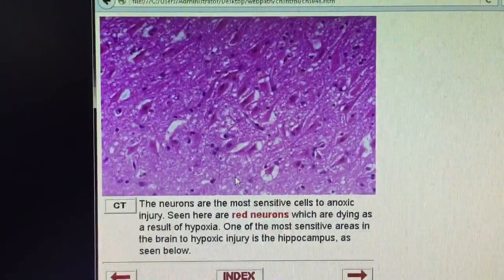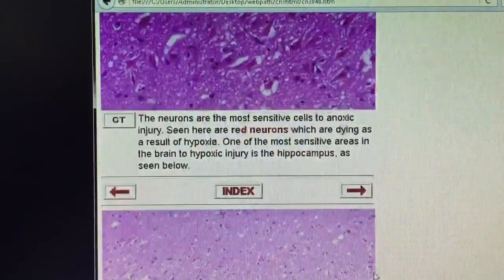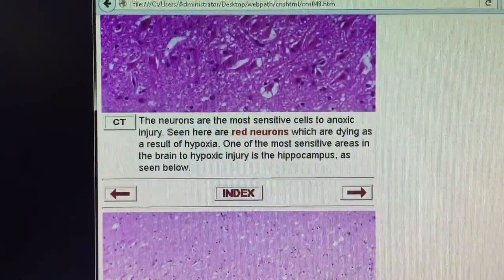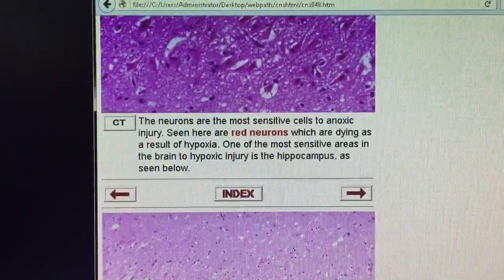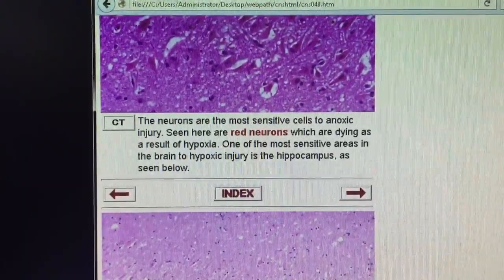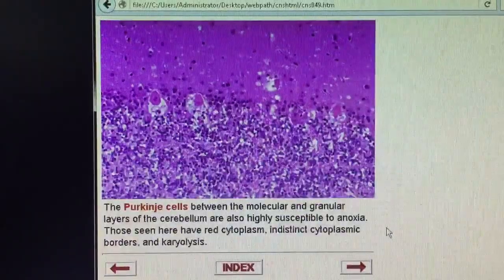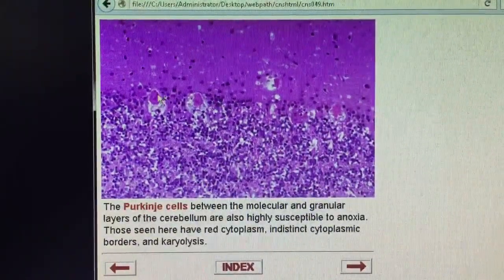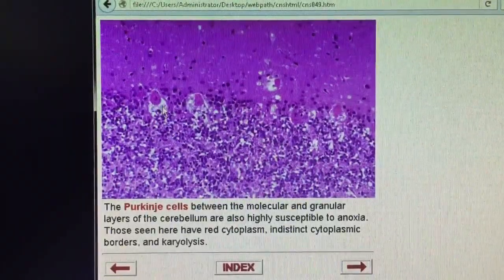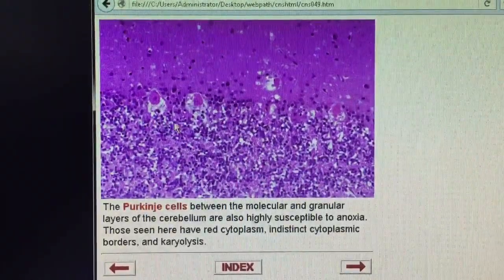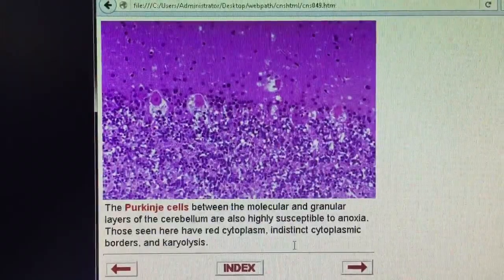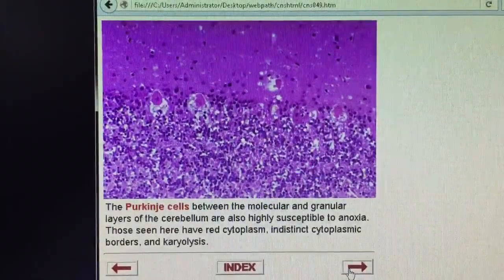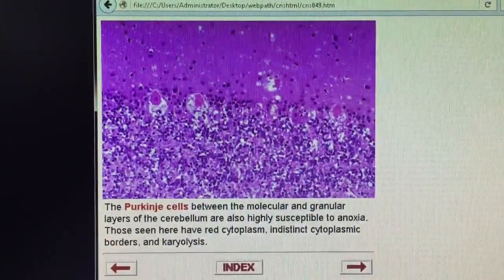The most commonly affected area in the brain is the hippocampus. Here also you can see these red neurons. And within the cerebellum, the Purkinje cells. Here we have these cells. You can see they are more eosinophilic and rounded in shape, not pyramidal as usual. We call it a red neuron, and this is the most susceptible area, as I mentioned, within the brain.